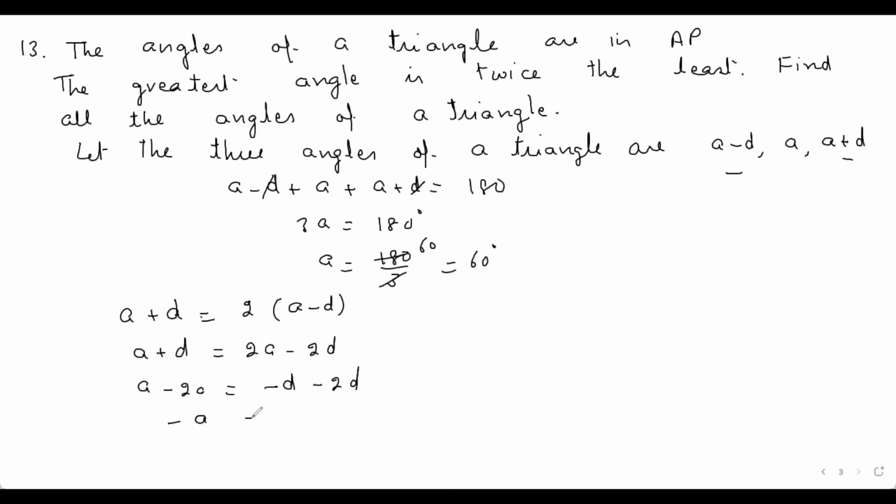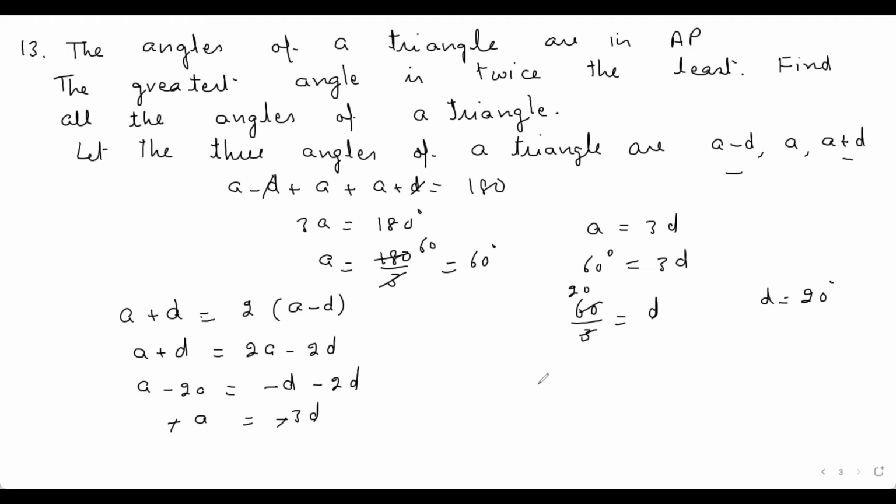It means minus A is equal to minus 3D. So A is equal to 3D. Now A can be written as 60 degree. So this is equal to 3D. 60 by 3 is equal to D. It means D is equal to 20 degree.